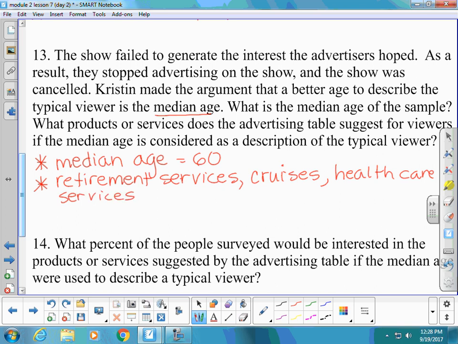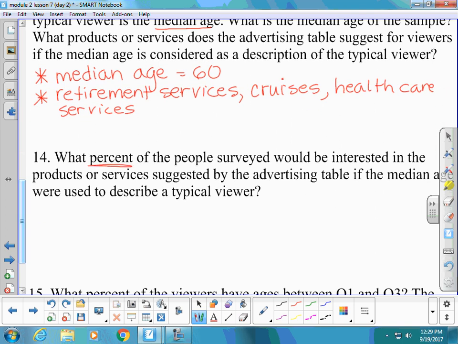Okay, so now it says if the median age is considered as a description of the typical viewer, oh, that's all it asked us, I'm sorry. What products or services at the median age? Okay, the next question says, what about the percent? What percent of the people surveyed would be interested if we went with that?